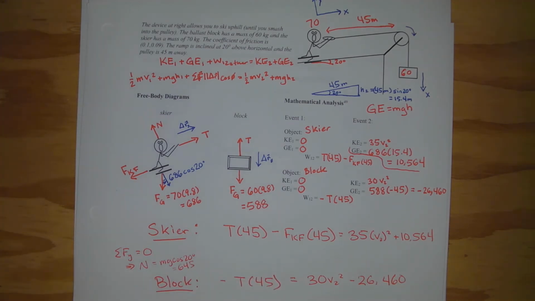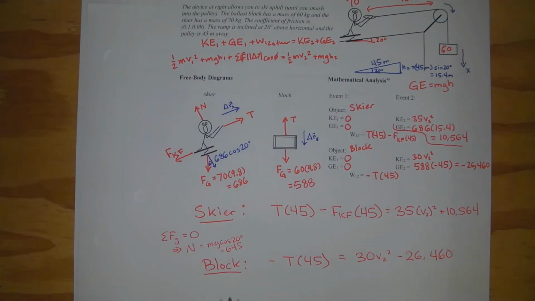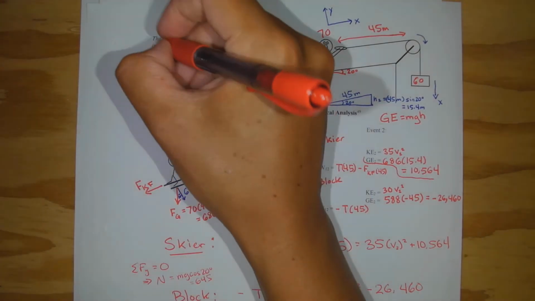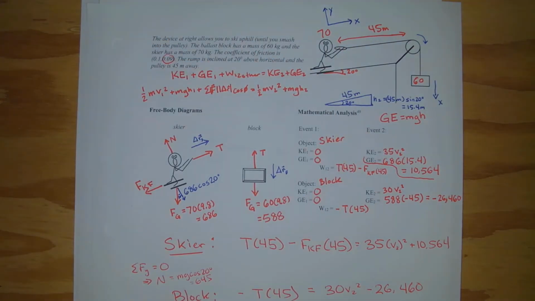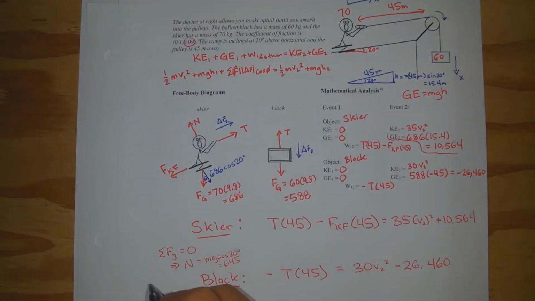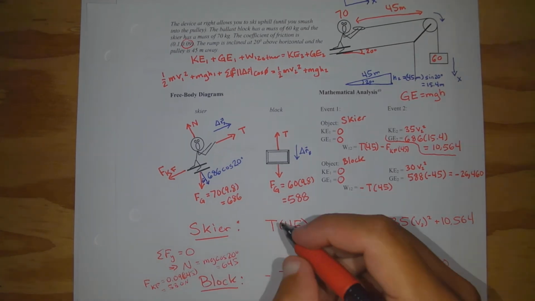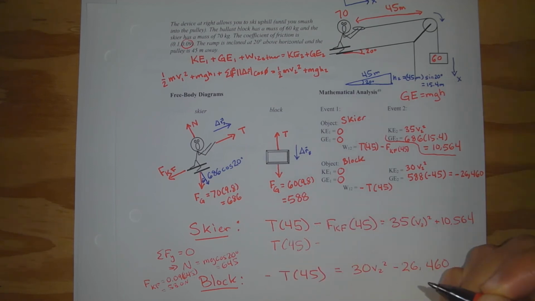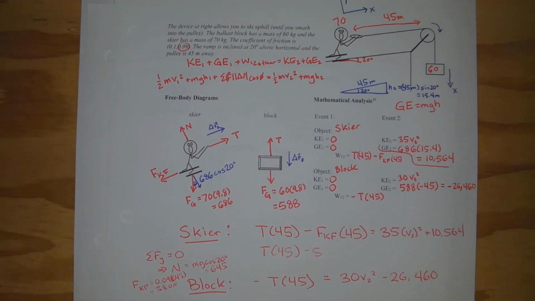And then the force of kinetic friction is equal to the coefficient of kinetic friction times the normal force. The coefficient of kinetic friction is 0.09. So for the force of kinetic friction, I have 0.09 times 645. That gives me 58 newtons. So I'm going to take another line to rewrite this. This is minus 58 times 45.